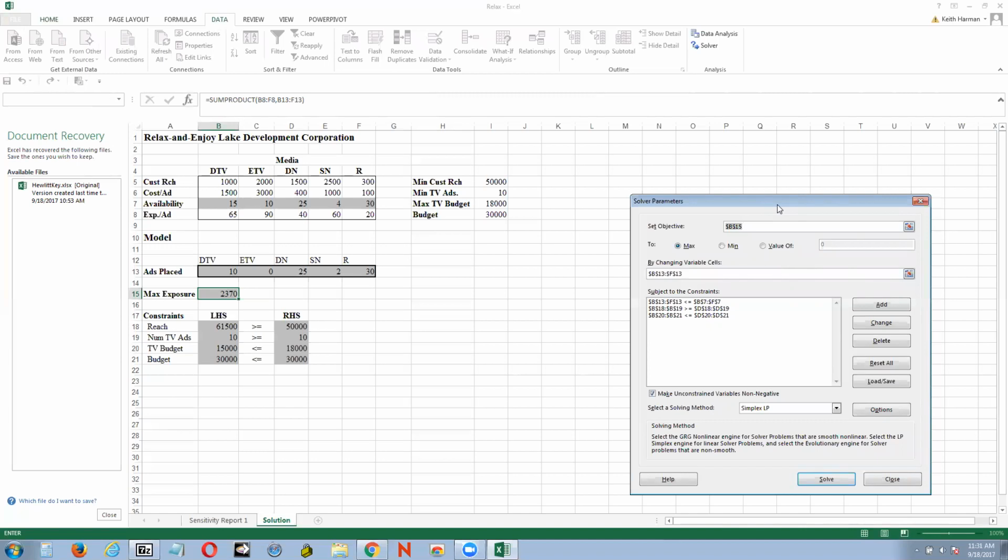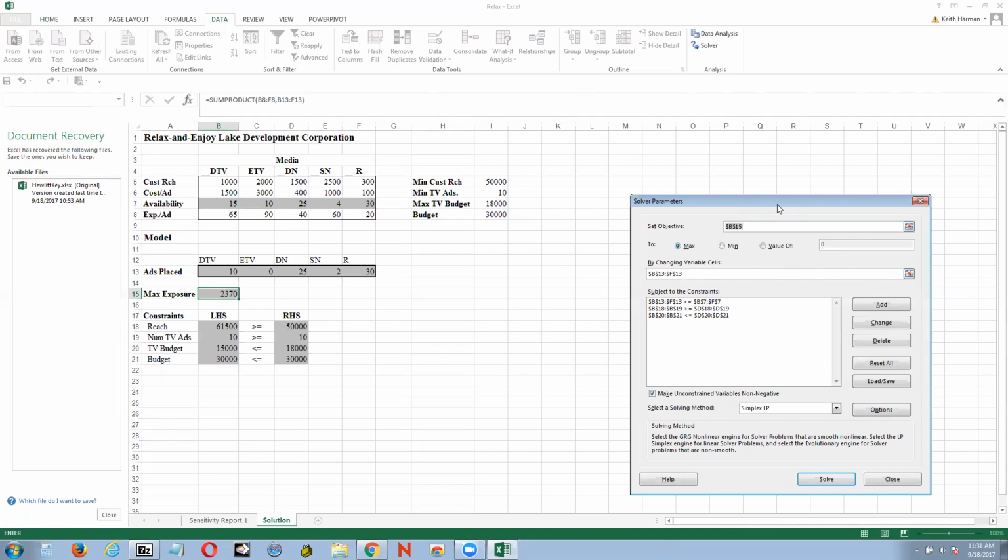So I've got the maximum exposure chosen, okay? And then I've got the changing cells. Those are the variables I'm dealing with, okay? And that's B13 through F13. And there they are, the ads placed. And each of those acronyms are explained over at the top of page 156.